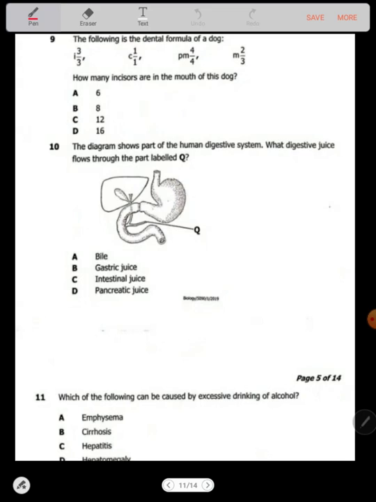The following is the dental formula of a dog: incisors, canine, premolars, and molars. How many incisors are in the mouth of this dog? Now I know that for dental formula, you have teeth up there and we have teeth down here. What we've been given here is just half of this side. I've divided the mouth into 2 equal parts. We've just been given this side, the upper and lower part. This side we haven't been given.